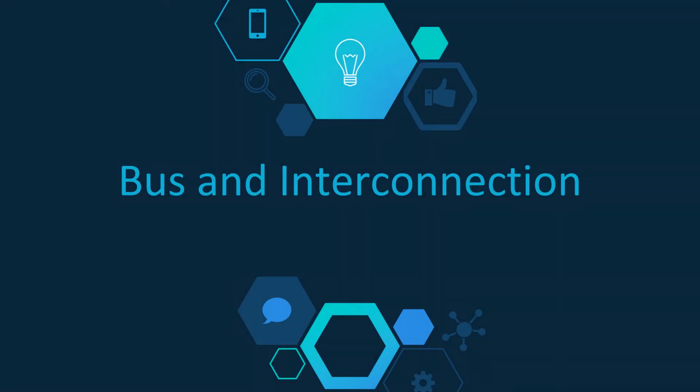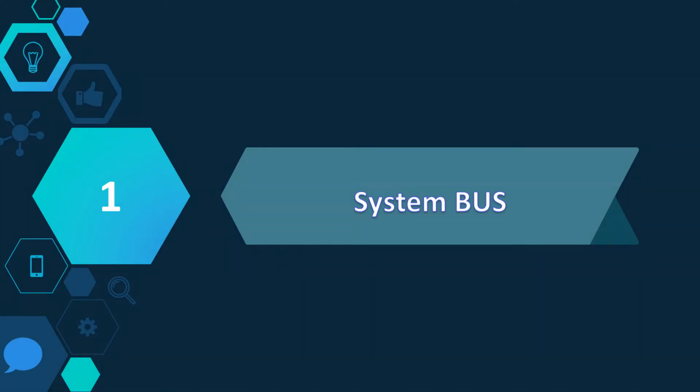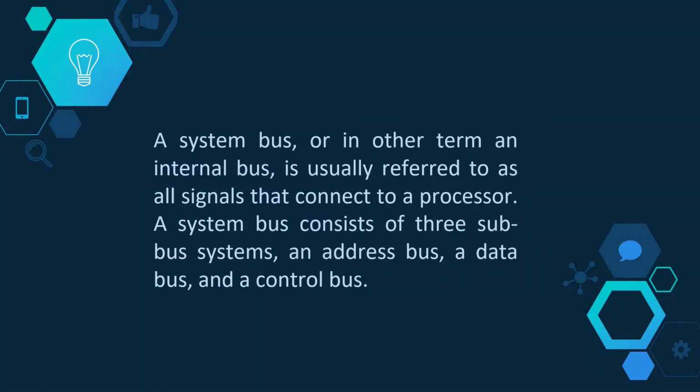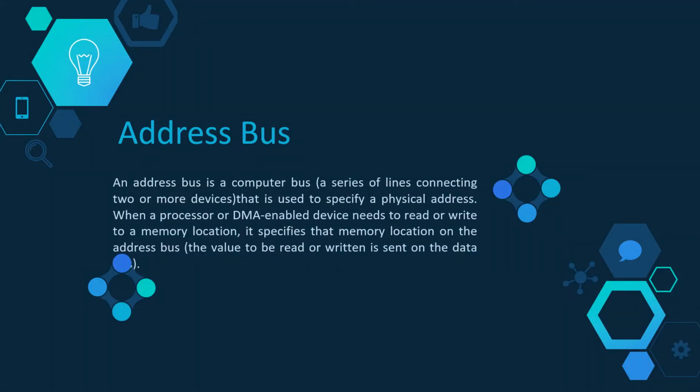So this is my report, bus and interconnection. 1. System bus. A system bus, or in other terms internal bus, is usually referred to as all signals that connect to a processor. A system bus consists of three sub-bus systems: address bus, data bus, and control bus. So this is the address bus.